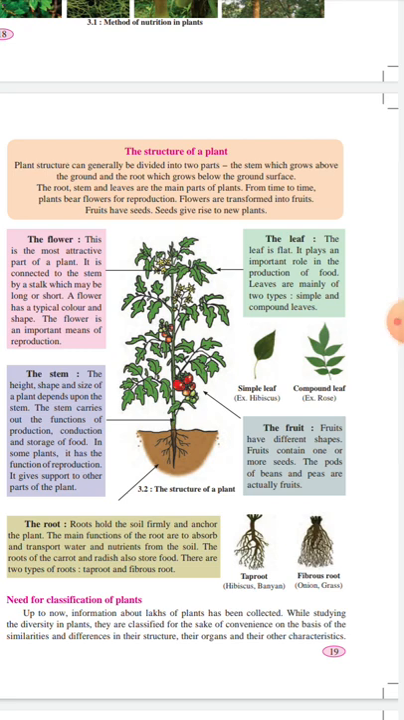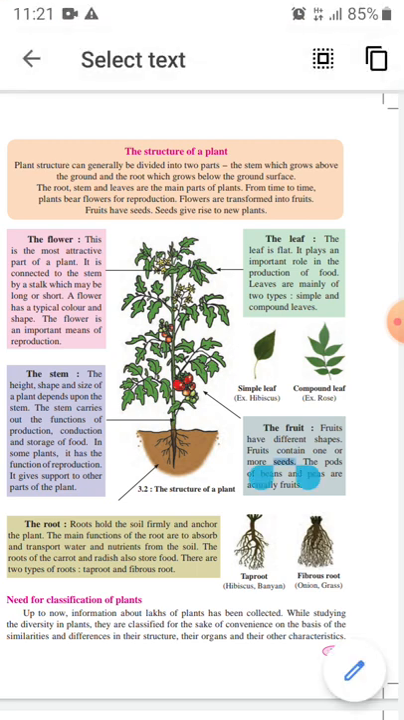Plant structure can generally be classified or divided into two parts, that is the stem, which grows above the ground, and the root, which grows below the ground surface. And the root, stem and leaves are the main parts of plants. From time to time, plants bear flowers for reproduction, and flowers are transformed into fruits, and the fruits have seeds, and seeds give rise to new plants. That is the plant cycle. Okay.